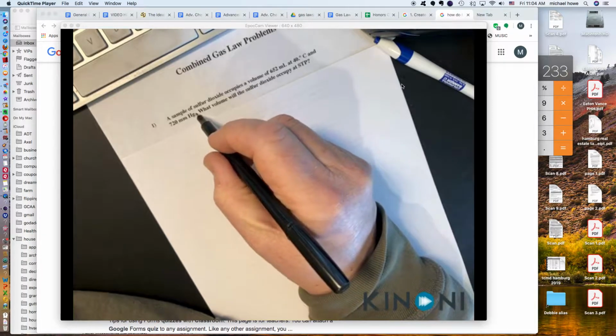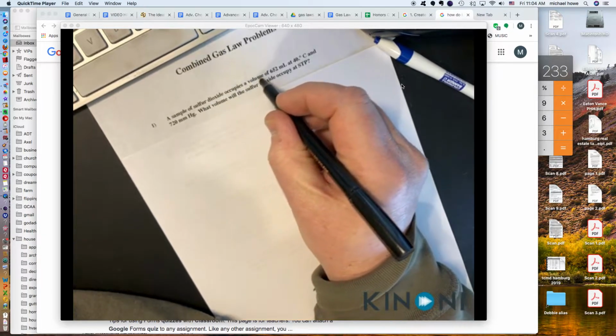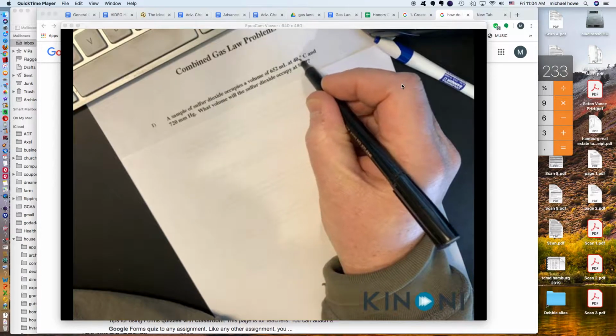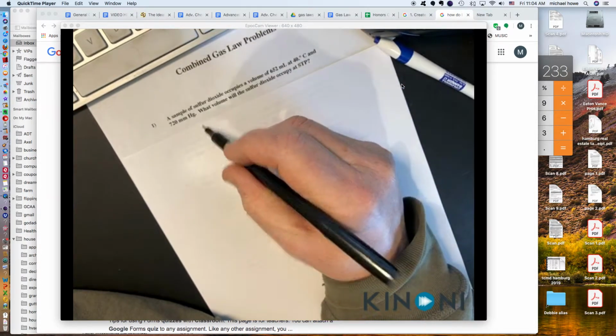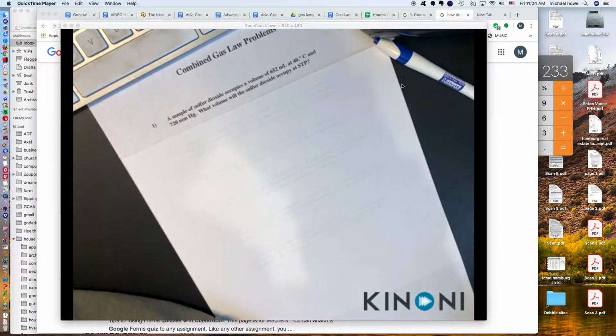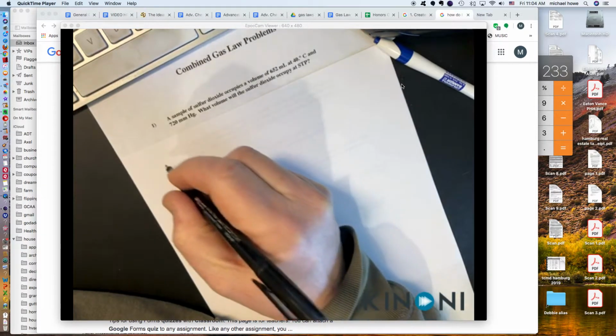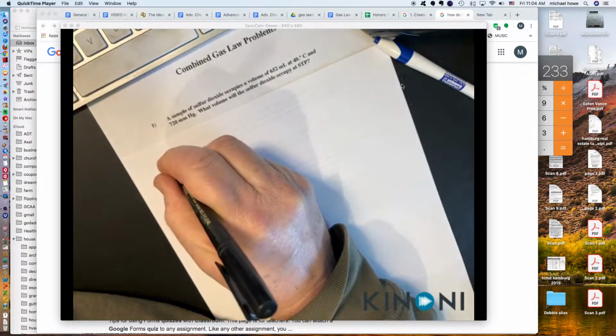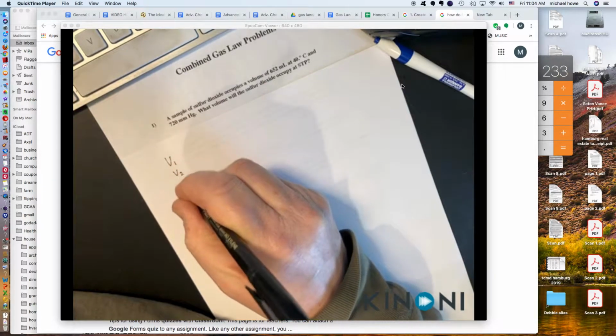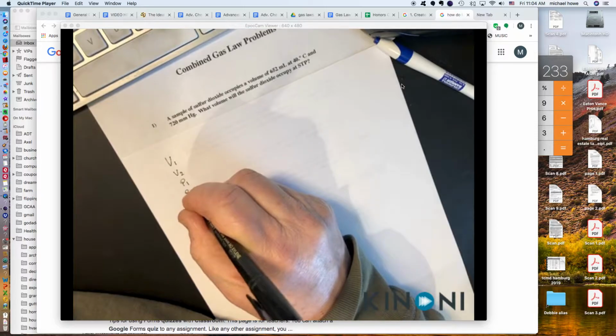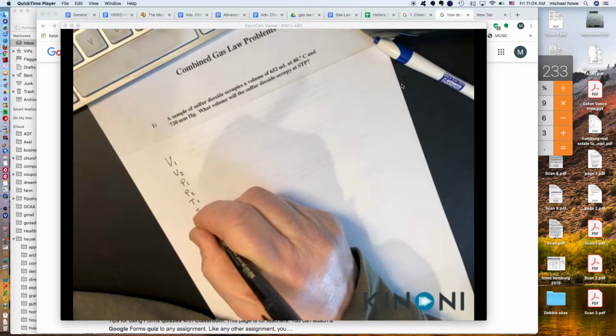So in this problem, we've got a sample of sulfur dioxide occupying a volume of 652 milliliters at 40 degrees C and 720 millimeters of mercury. What volume will the sulfur dioxide occupy at STP? The way you handle these kinds of problems is you make a little chart: volume 1, volume 2, pressure 1, pressure 2, temperature 1, temperature 2.